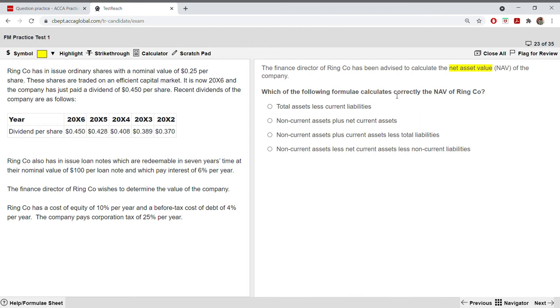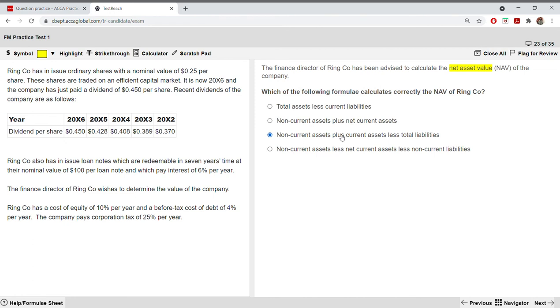Okay. So net asset means you have to take non-current assets also. You have to take current assets also. Then you have to take minus liability. So in the first one, you took total assets less current liabilities. It is not the total asset, because it is net asset they are talking about. Net asset. Non-current asset plus net current assets. No. You have to deduct your liability.